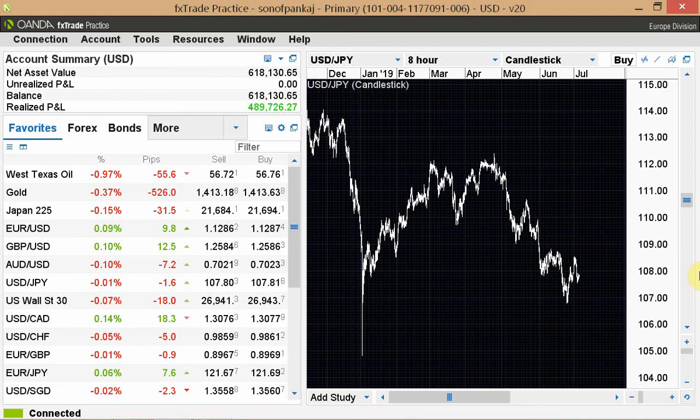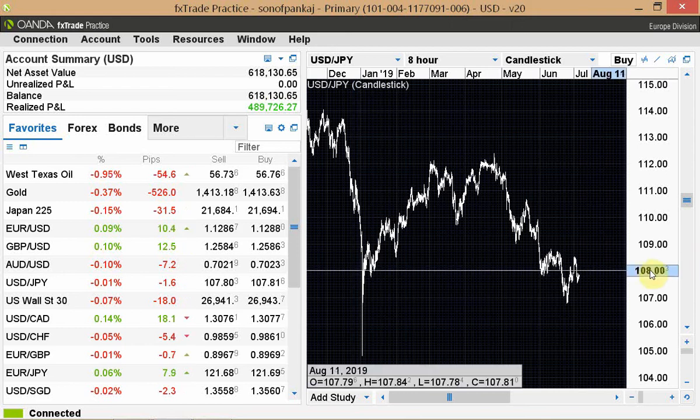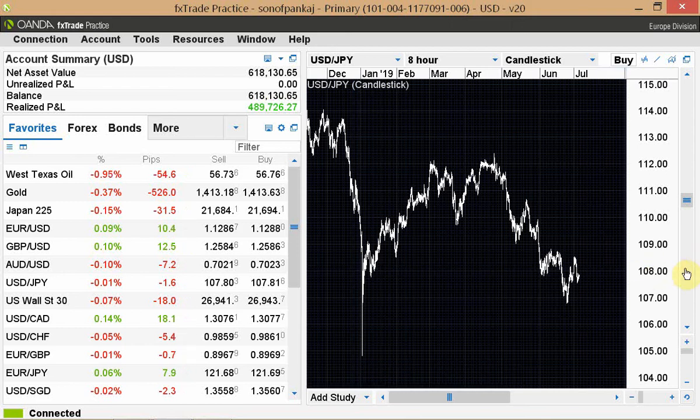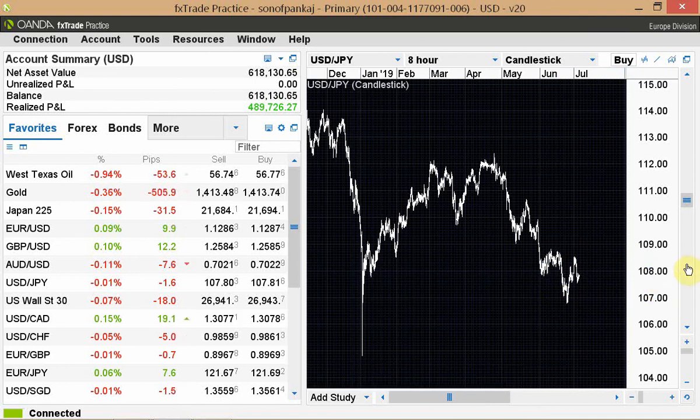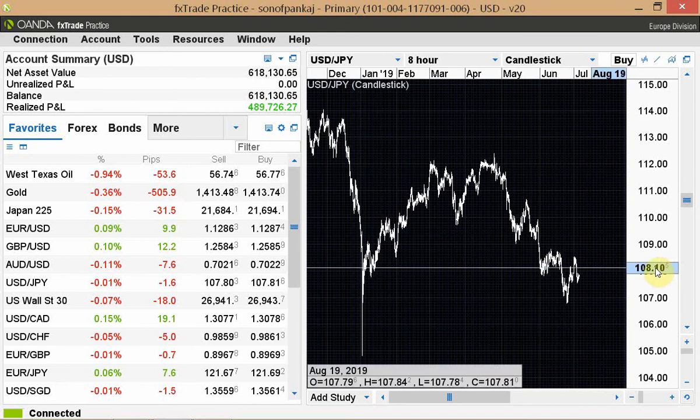So the question is very simple. In this market, when we are looking at this market, there's something showing 108, 109 on the right hand axis, the Y axis. Now, is this supposed to mean 1 yen is equal to $108 at this point, or is it $1 equal to 108 yen? That's simple.